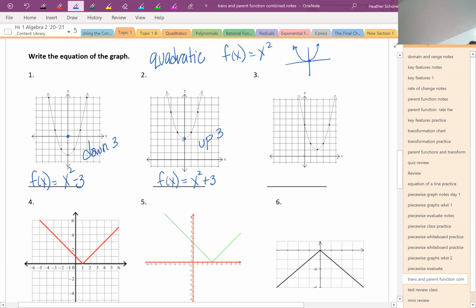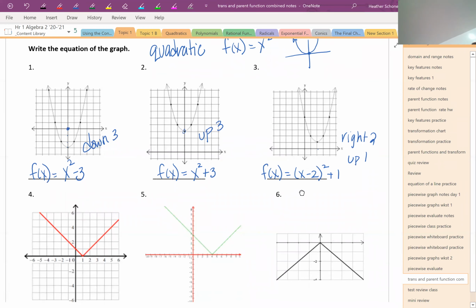Okay, let's see what happens on the third one. This time, the center got moved a little bit. It got moved right 2, but it also got moved up 1. So the right and left is inside of the function, which means we need to put it inside parentheses, and the up is outside. So we're going to have f of x. Now, when it's right and left, it's the opposite of what we think. So we're going to say x minus 2 squared and then plus 1.